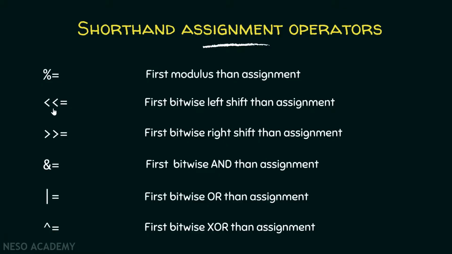Here first we perform bitwise left shift then assignment. Here we will perform first bitwise right shift and then assignment. Here this operator simply means first bitwise AND and then assignment. First bitwise OR then assignment. And finally first bitwise XOR and then assignment.